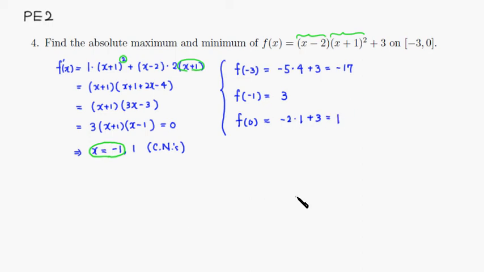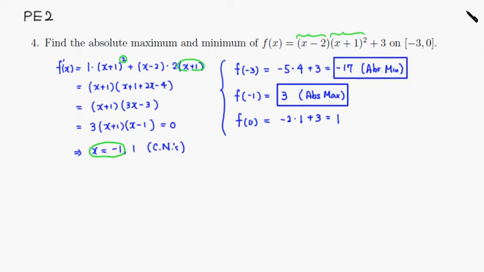So you can see that the largest value is 3, so this is the absolute maximum, since it gives you the largest value. The absolute minimum is obviously negative 17, so this one is the absolute minimum. So we have that.